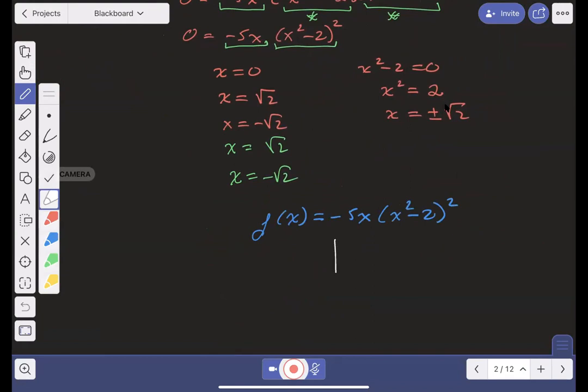My axes down. And I'm going to list my roots now. What are my roots? Well, one of the roots is 0. That's done. What's the other root? Plus or minus root 2.